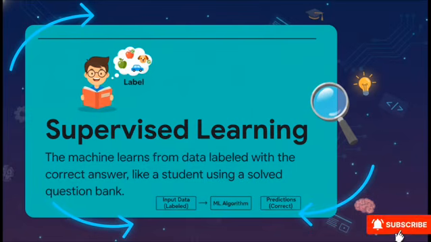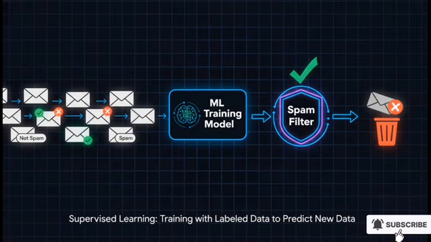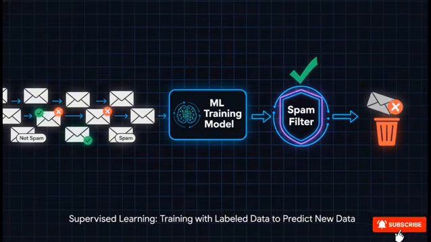Think about it like you're studying for a math test using a guide that has all the problems and all the solutions right next to them. The machine learns by looking at both the question and the answer together. A perfect real-life example of this is the spam filter in your email. How does it know what's junk? Well, it's been trained on millions of emails that people like you and me have already marked as spam or not spam. It looks at all that labeled data, learns the patterns, and then makes a prediction on any new email that comes in.